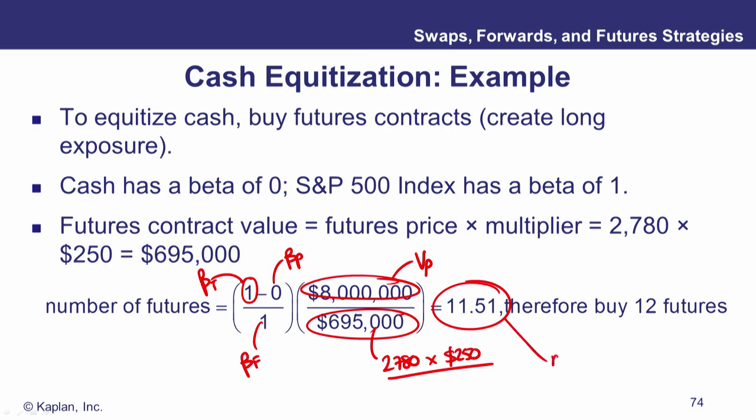Round to the nearest whole number, not up all the time, not down all the time, but to the nearest whole number to get the most accurate hedge or change in exposure. And you conclude here that you would go long or buy 12 futures.